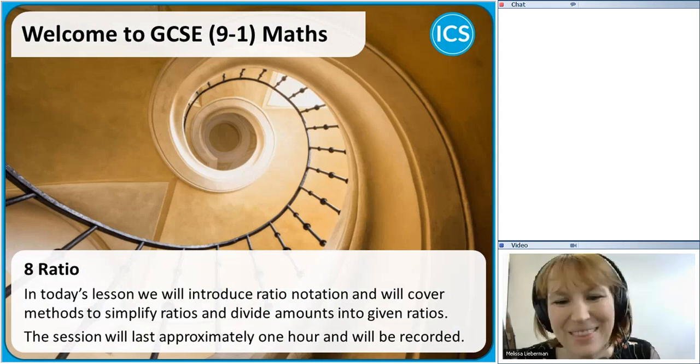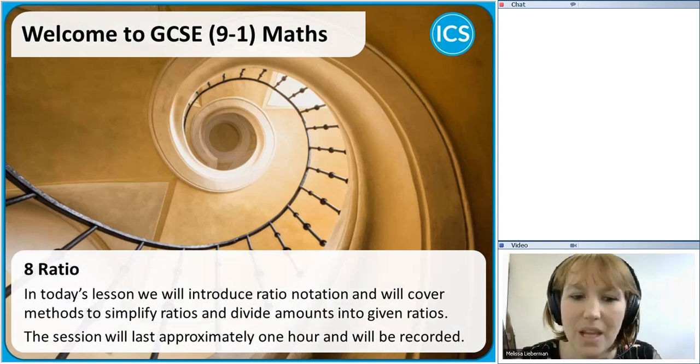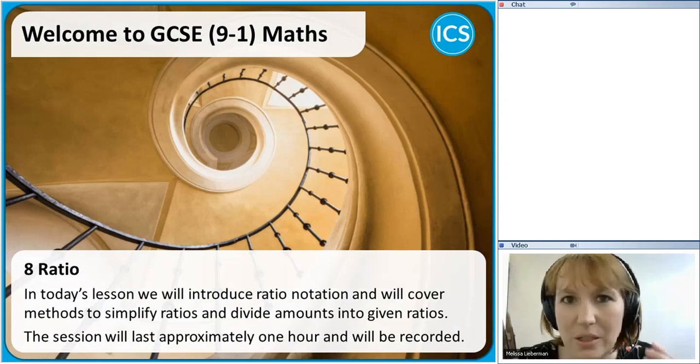So we're going to cover ratio notation, what it means. How to simplify ratios, which works a lot like simplifying fractions. I know some of you might not have watched the lessons on fractions yet, but the ideas are very similar and it should all link with fractions. And we'll also look at how to divide amounts into given ratios, which also kind of works like fractions.